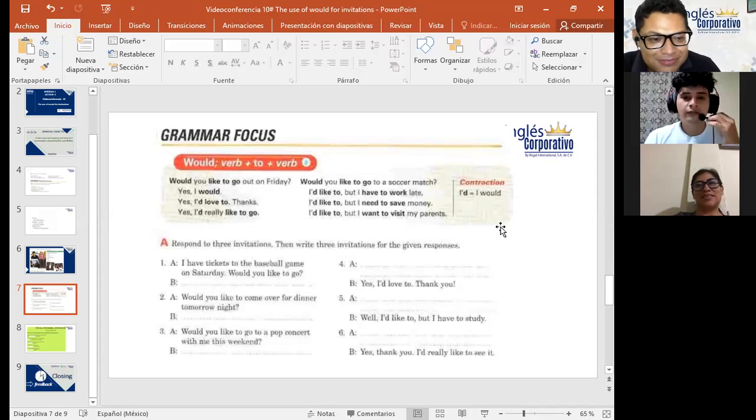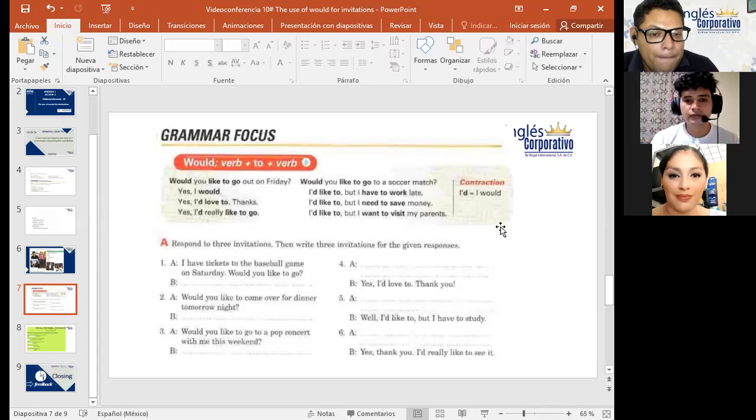Y en ese caso, teacher, perdón la interrupción, veo que siempre va conectado con el but, pero no se puede decir como un no, como hemos usado el not o el don't. En este caso, de una sola vez decir que no. O sea, no podría. ¿Es correcto, o siempre tiene que llevar como una excusa? No sé si me explico.